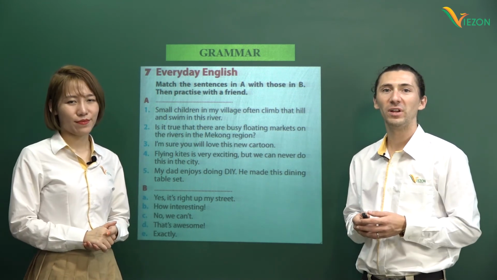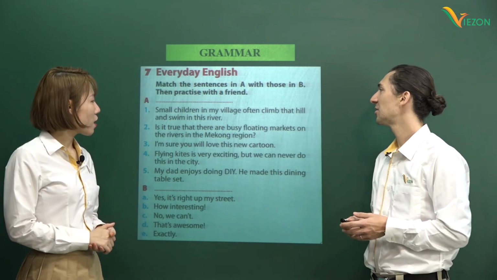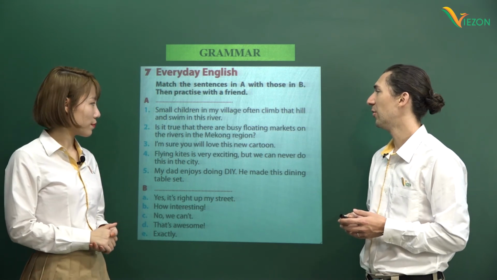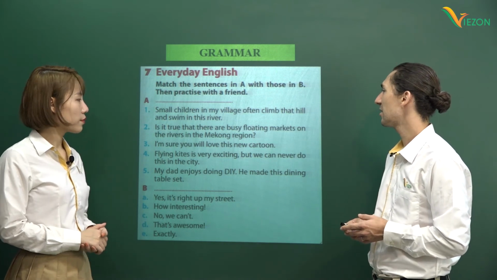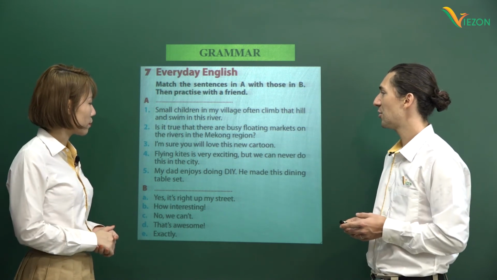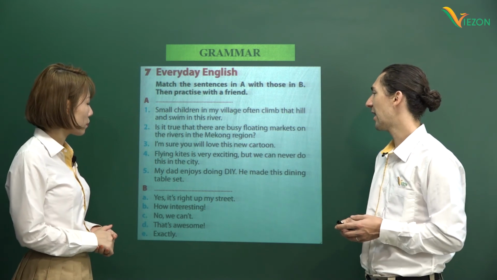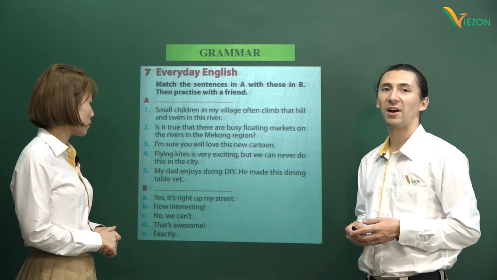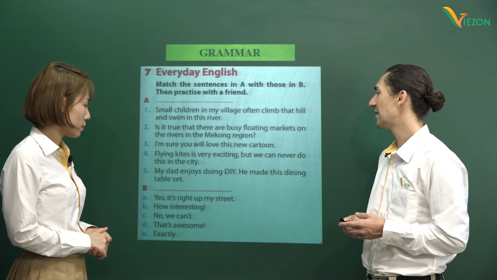All right, so now we're going to read through all of them. So first we'll look at A. So number 1 says, small children in my village often climb that hill and swim in this river. All right, 2 says, is it true that there are busy floating markets on the rivers in the Mekong region? 3 says, I'm sure you will love this new cartoon. 4 says, flying kites is very exciting, but we can never do this in the city. And number 5 says, my dad enjoys doing do-it-yourself. He made this dining table set.